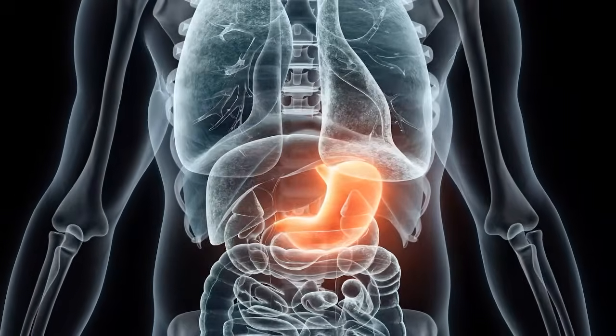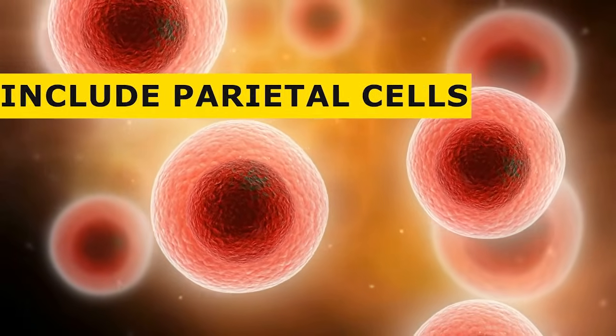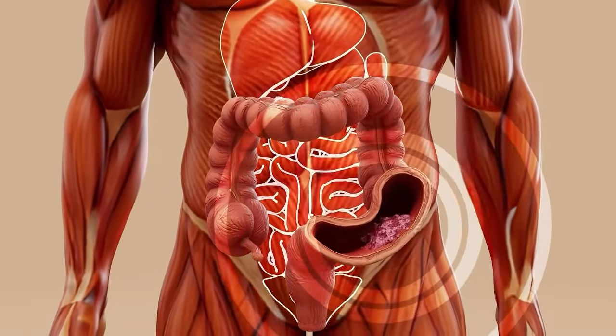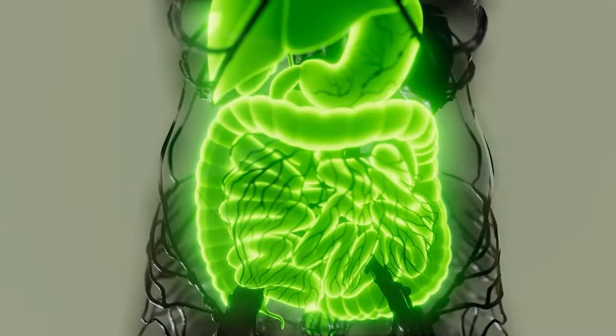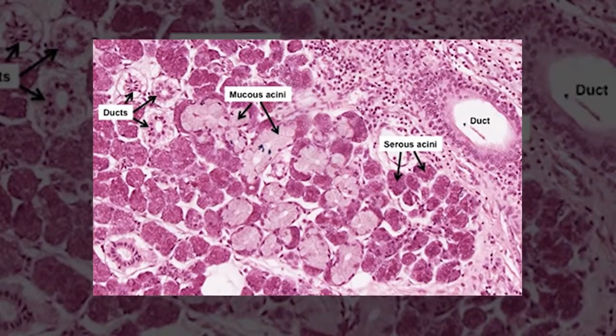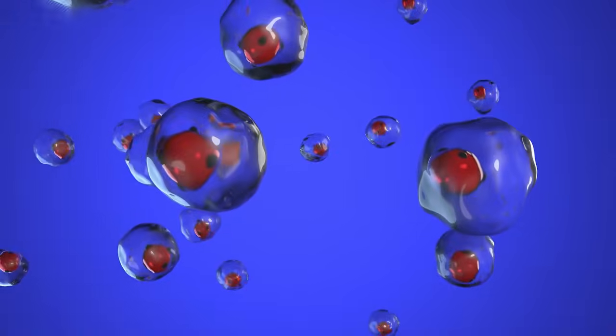Specialized cells found within the gastric glands include parietal cells, which secrete hydrochloric acid, HCl, and intrinsic factor, chief cells, which produce pepsinogen, mucous neck cells, which secrete mucus, and enteroendocrine G cells, which release the hormone gastrin.